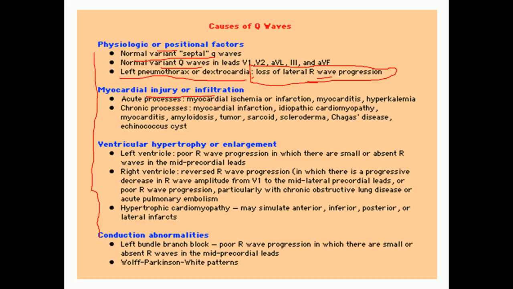Myocardial injury and infiltration, like acute and chronic processes: acute ischemic infarction, myocarditis, hyperkalemia, and in chronic processes, myocardial infarction, idiopathic cardiomyopathies, myocarditis, amyloidosis, tumors, sarcoidosis, scleroderma, Chagas disease, and echinococcus cysts. And ventricular hypertrophy, either right ventricular hypertrophy, left ventricular hypertrophy, or septal hypertrophy due to obstructive hypertrophic cardiomyopathy, will produce poor R progression due to clockwise and counterclockwise rotation of the heart. And conduction abnormalities, left bundle branch block, WPW syndrome, and left anterior hemiblock also produce poor R progression.